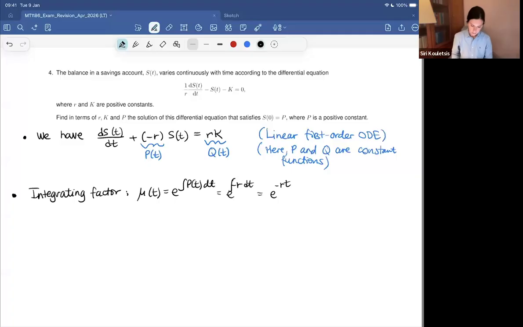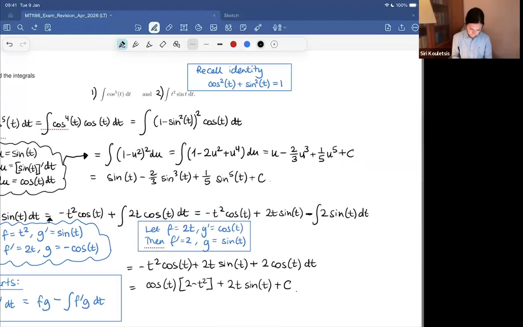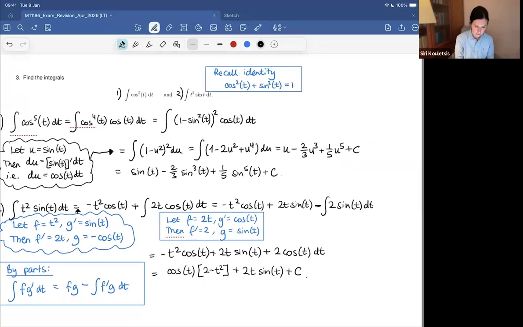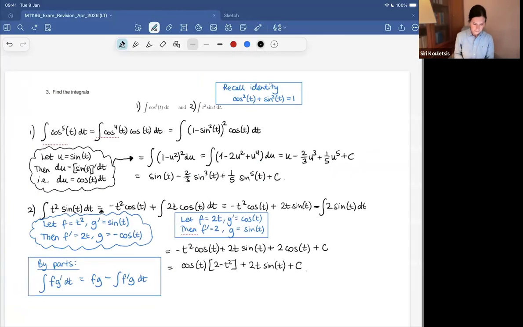Just let me quickly check. Somebody said there's a dt left after integrating. That is wrong, isn't it? I was talking at the same time and I wrote dt. Thanks for pointing that out, Joyce. It should be like this here. Okay.